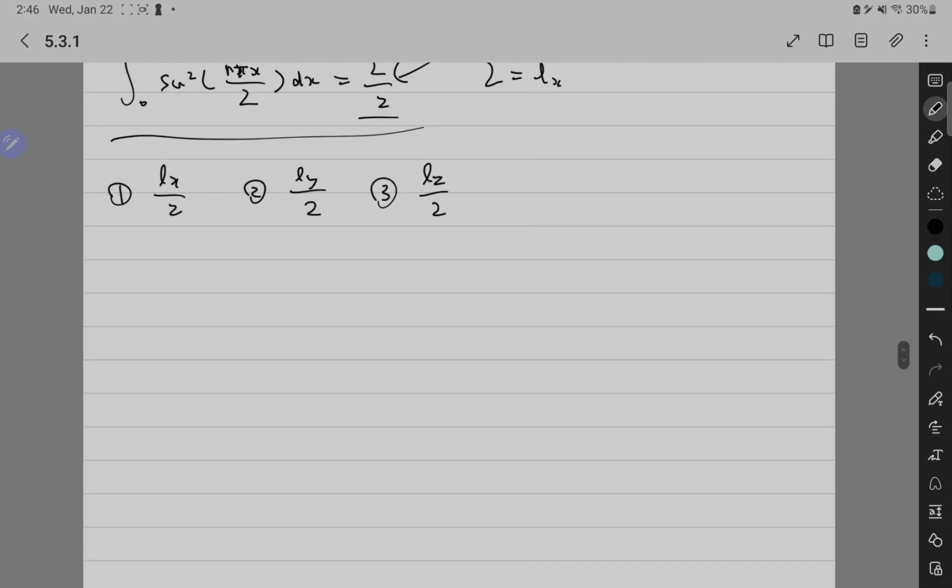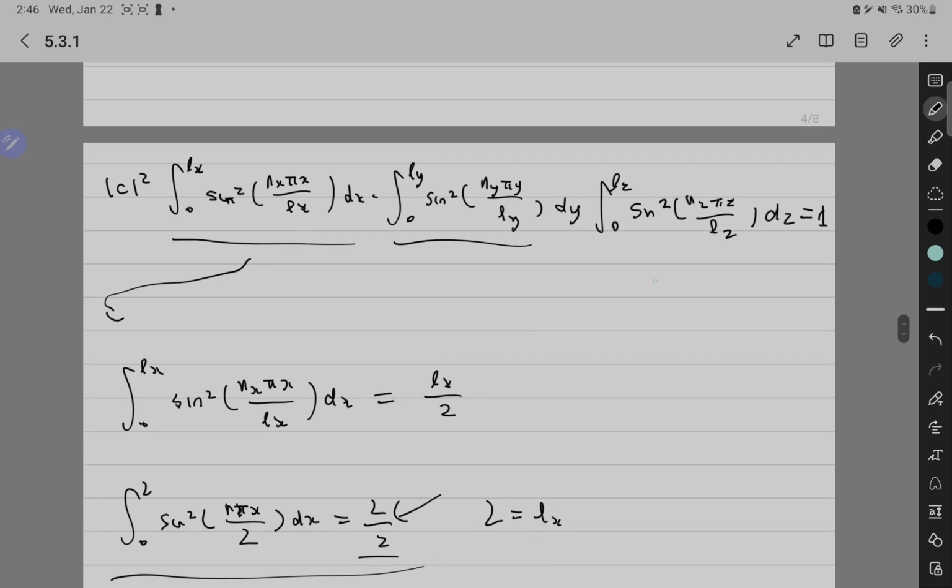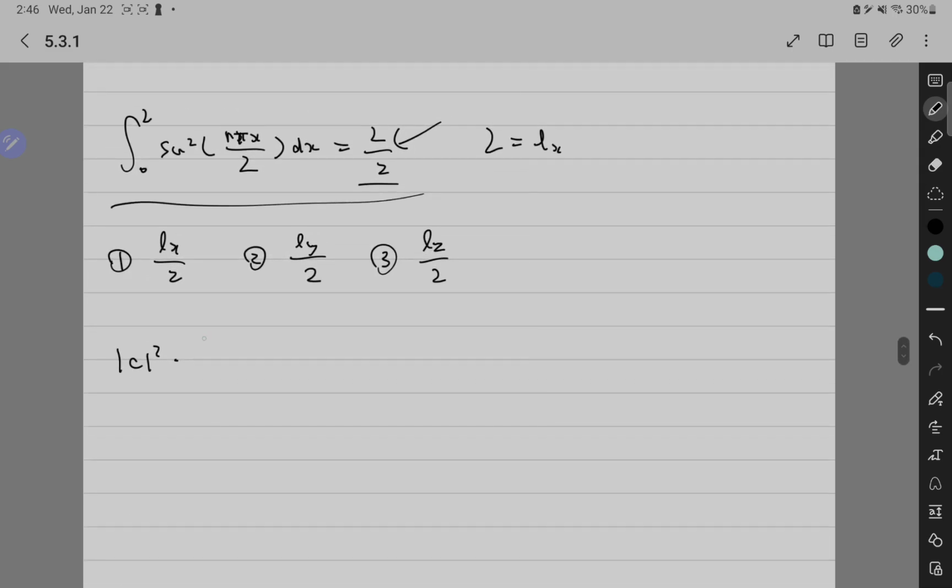So what are we left with? Well, we're left with c squared, still here, times our three integrals: Lx over 2 times Ly over 2 times Lz over 2 is equal to 1. Don't forget that 1 at the end.